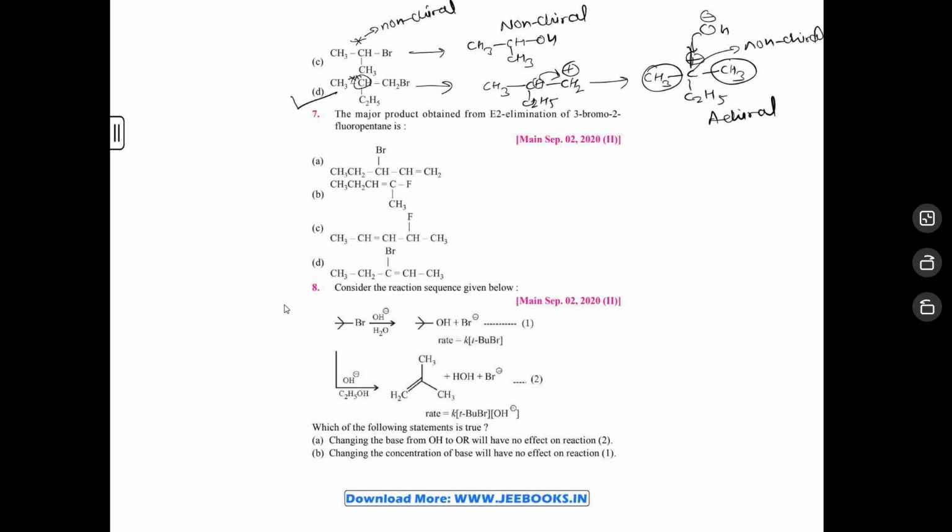For me, this question is quite unclear, but we can explain it only this way, that this was the chiral center, and then you are getting a non-chiral center, and hence option D will be the correct answer. Now let's move to question number 7.